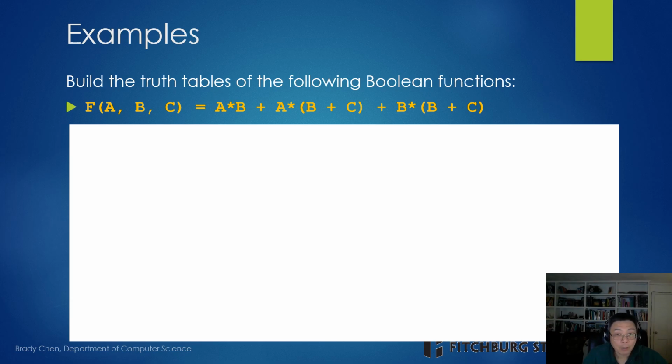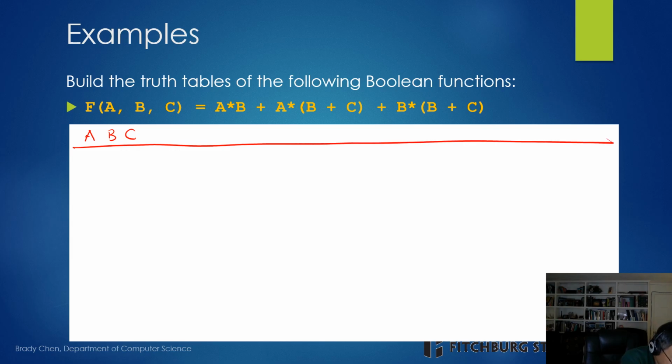Okay, so let's quickly work on the second example. First we want to build the table. There are three variables, A, B, and C. Now we have a value for A, a value for B, and a value for C. Again, we need to include all the combinations of the values of A, B, and C.